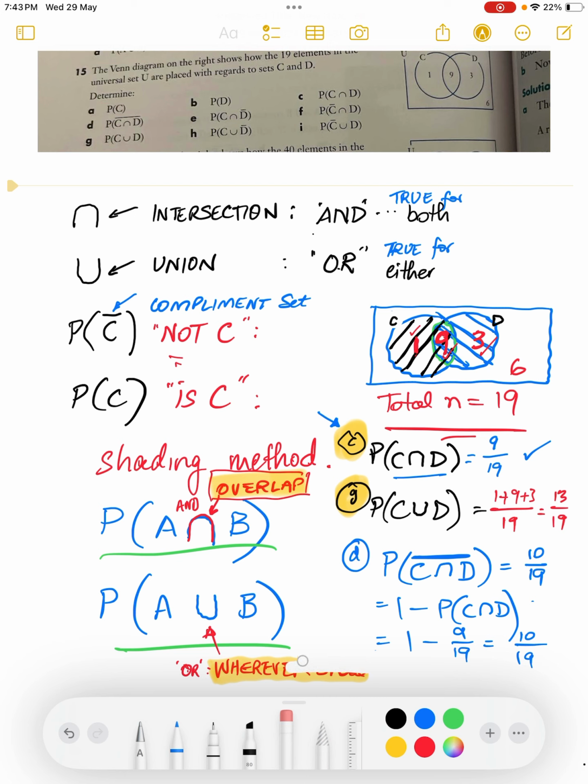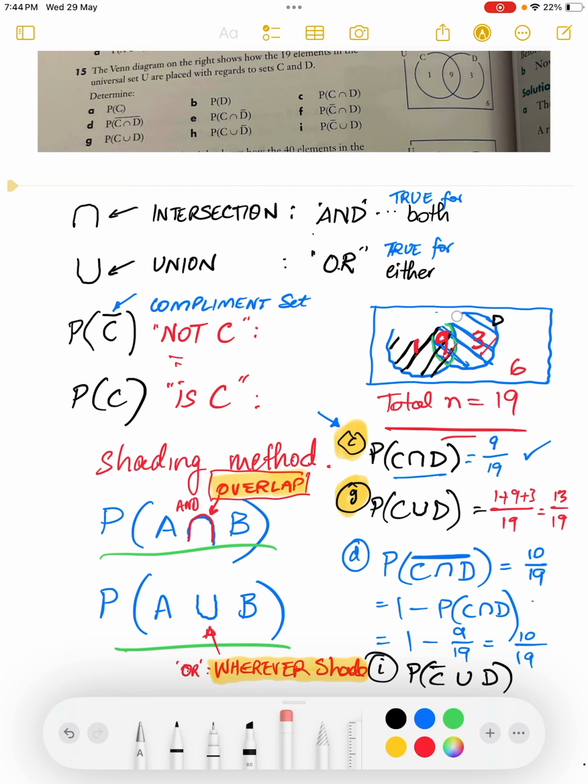Oh no, I don't want to rub that out. I want to just use that. So let's look at I, and I says the probability of not C, and we're going to union that with D. All right, well, let's have a look at not C and union that with D.